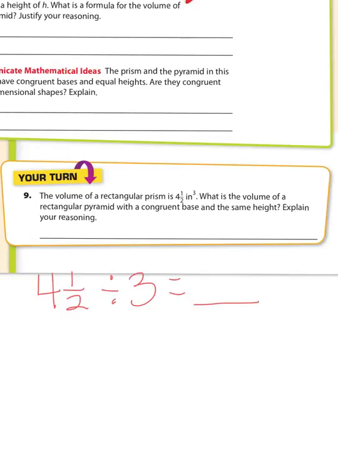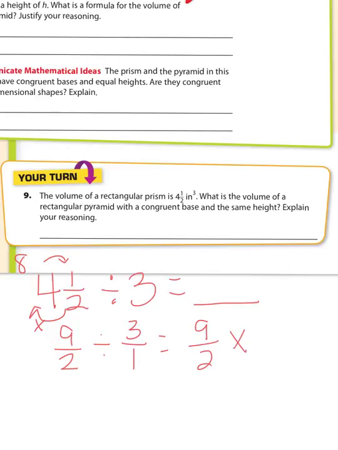So we're going to have to change these into improper fractions. So 2 times 4 is 8, and 8 plus 1 is 9, so that's 9 over 2, divided by 3 over 1. Remember that we have to change a division problem into a multiplication problem. The first one stays the same, but 3 over 1 becomes 1 over 3. I can simplify this one before I multiply. The 9 and the 3 can both be divided by a 3. 3 divided by 3 is 1, and 9 divided by 3 is 3.